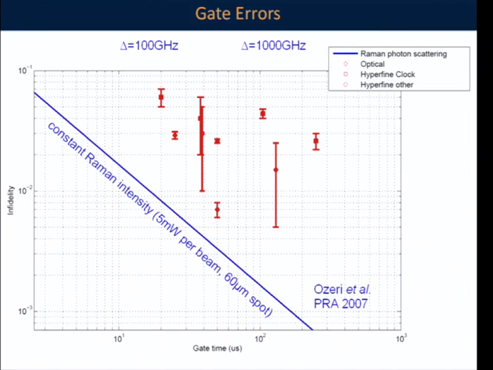So I want to look at the various different error contributions now. What we've decided to do is to work at a constant Raman beam intensity, about 5 milliwatts per beam in a 60 micron spot, and then we can work out the scattering rate. So what we actually do to vary the gate time is to vary the Raman detuning. Up here is about 100 gigahertz, over here is about 1,000 gigahertz detuning. Of course, Ozeri and others wrote the Bible on this photon scattering error some time ago. We're not really in the regime where we need to discriminate between Rayleigh and Raman scattering, but the model has it all in there.